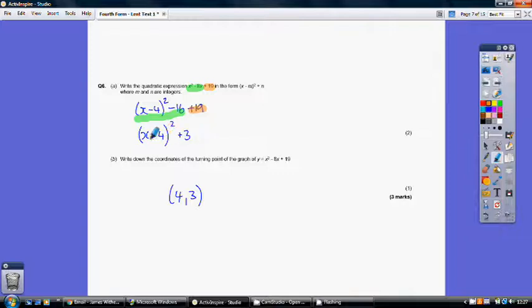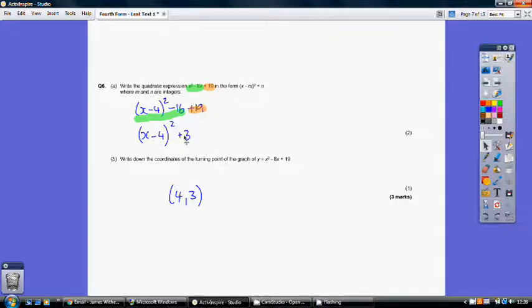And then our second line, our final answer, is just to gather up these 2 bits here, giving us x minus 4 all squared plus 3. That's putting it into this format. Now, part B, write down the coordinates of the turning point. Now, a number of you were just forgetting that one of the benefits of completing the square is it's very easy to just find the turning point.